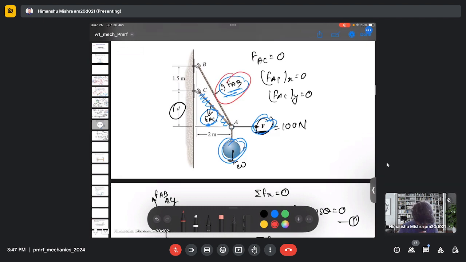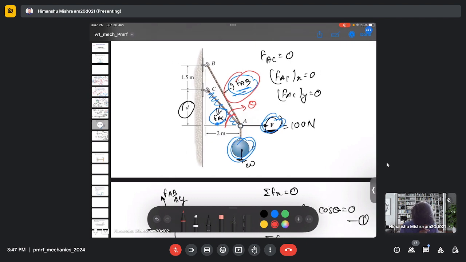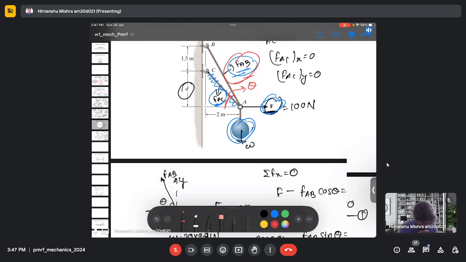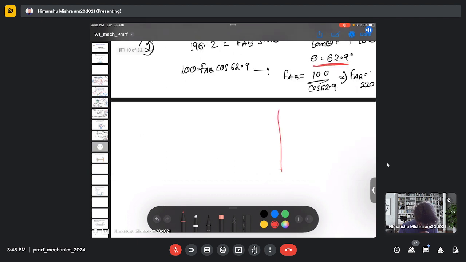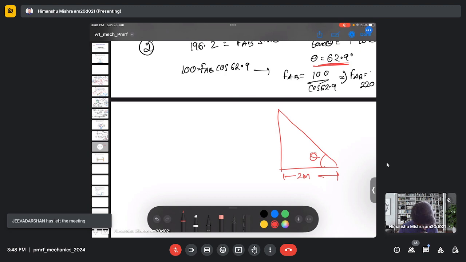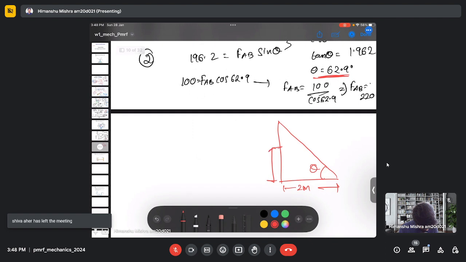So basically I got this force FAB, and I got this angle also, which is theta. Well, we did not need to find FAB. We already have theta here, which is 62.9. So now we can use this theta. This is theta, and this is 2 meter, and we need to find D, which is this. And this is my 1.5 meter.